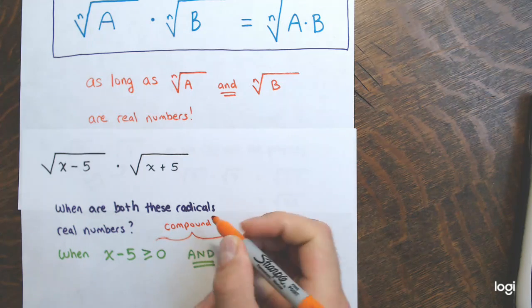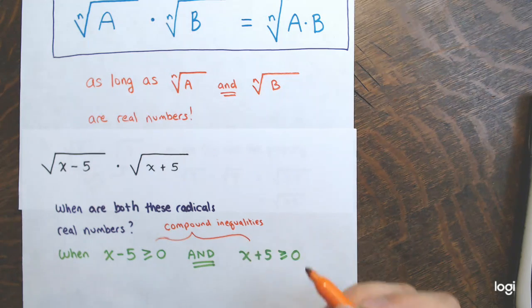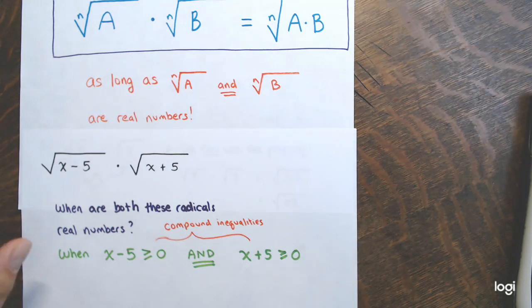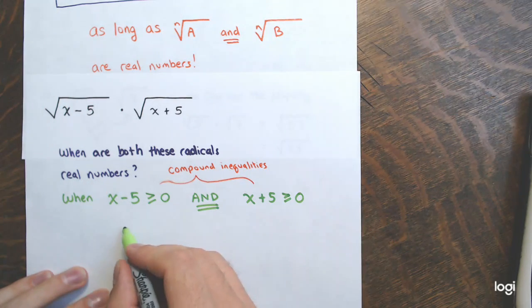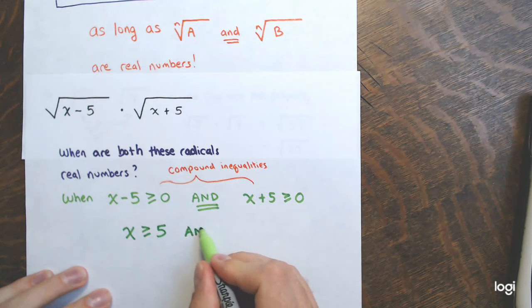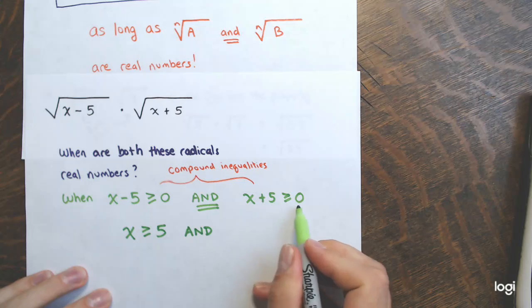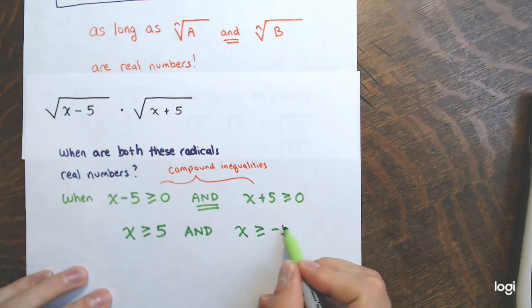And I put out a video a little while back about solving compound inequalities involving the word and. So remember, you solve each one separately and then find the intersection of the solution sets. So let's do that. Here I'd be just adding 5 to both sides. So when x is greater than or equal to 5, and at the same time, and then this one I'd be subtracting 5 from both sides, x is greater than or equal to negative 5.